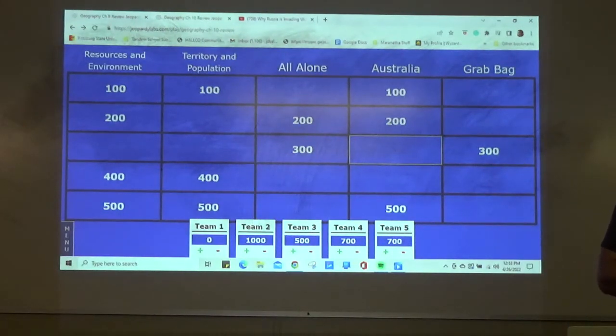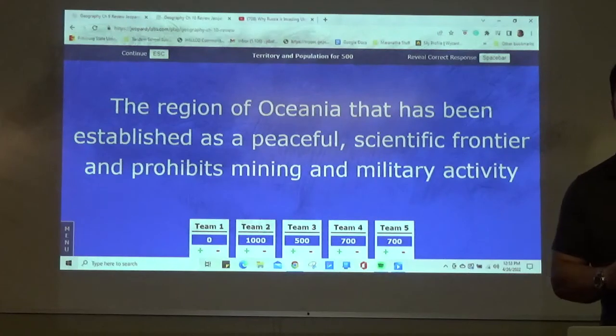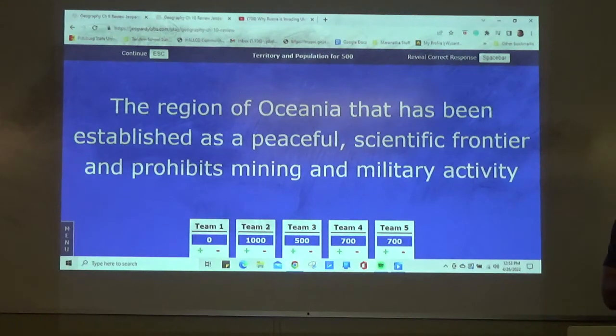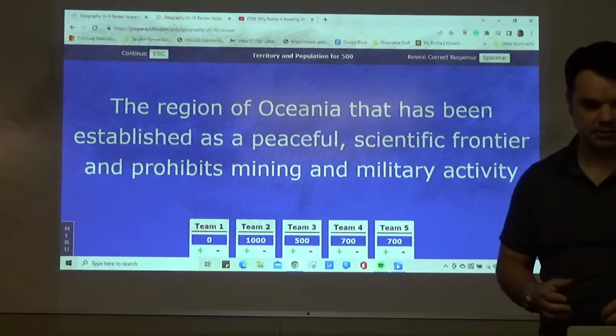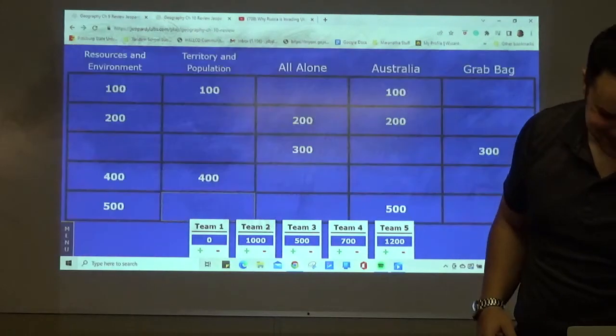Alright, team 5. Territory and population 500. The region of Oceania that has been established as a peaceful scientific frontier and prohibits mining and military activity. Antarctica? Yeah. I feel like you lucked into that, but it's still right.